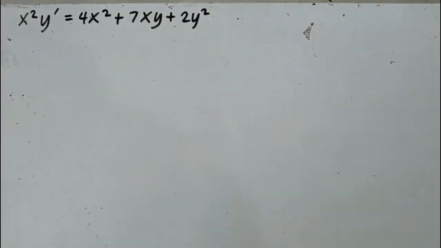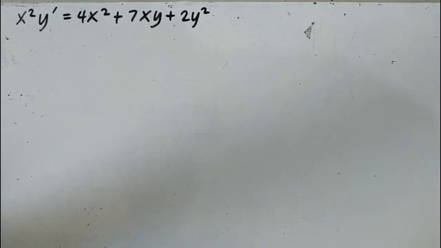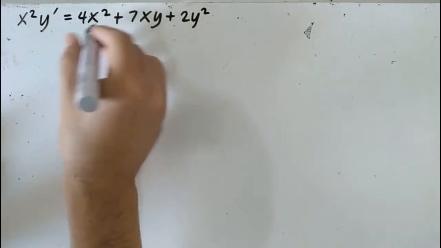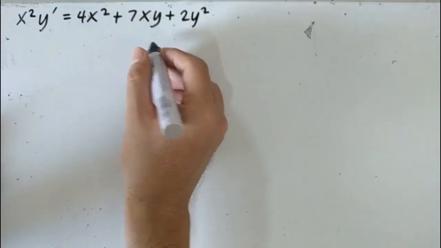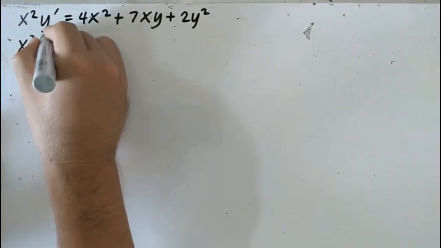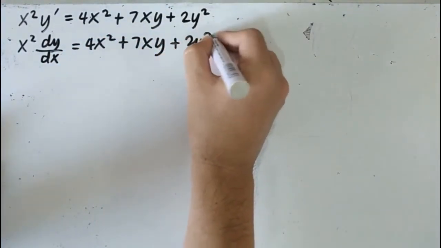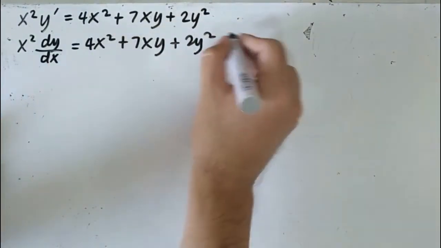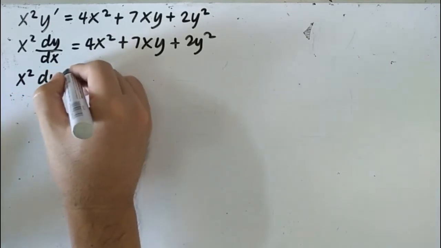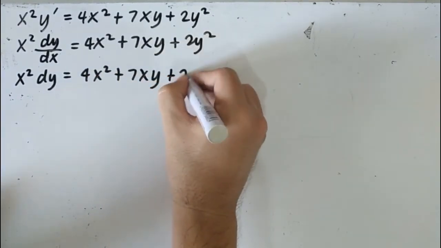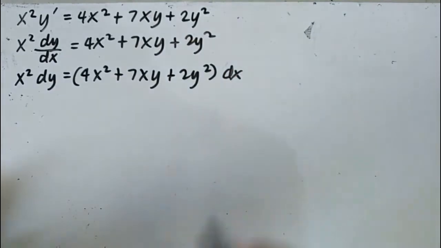Our third example is one which is a little bit complicated, but applying the rules for solving homogeneous functions, it is still solvable. So we have xy prime equals 4x squared plus 7xy plus 2y squared. So this is dy over dx equals 4x squared plus 7xy plus 2y squared, over x squared. Transposing the x squared to the other side, we have x squared dy equals (4x squared plus 7xy plus 2y squared) dx.